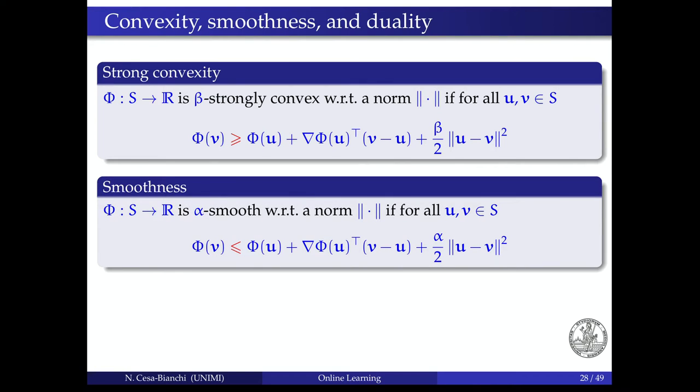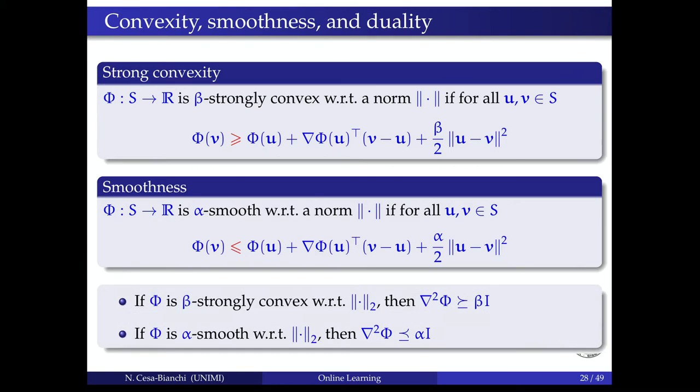A related notion is that of smoothness. A convex function is smooth with respect to, again, some norm, if it doesn't grow too fast with respect to its first order linear expansion around any point in the domain. If you do it with respect to the Euclidean norm, then you immediately see strongly convex means essentially that the eigenvalues of the Hessian are lower bounded at any point in the domain. And smoothness means that the eigenvalues of the Hessian are upper bounded at any point in the domain. I don't have intuition for different norms. Maybe you do.